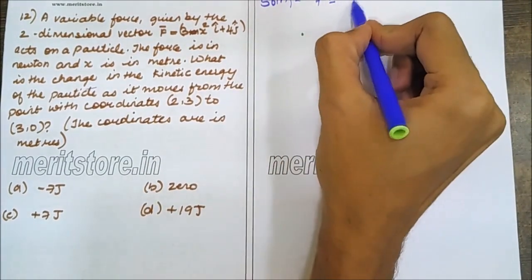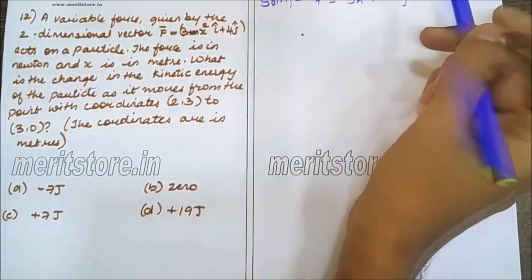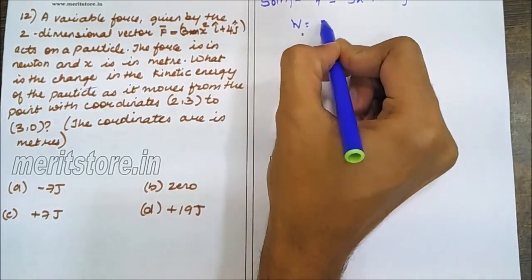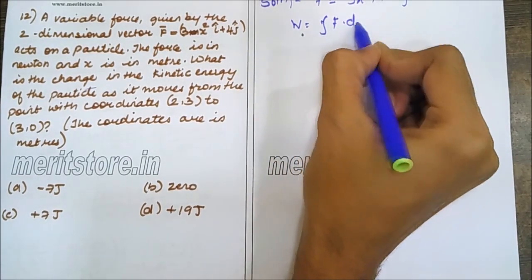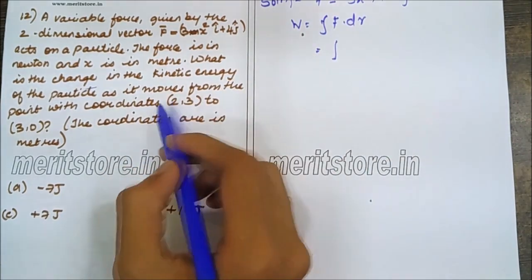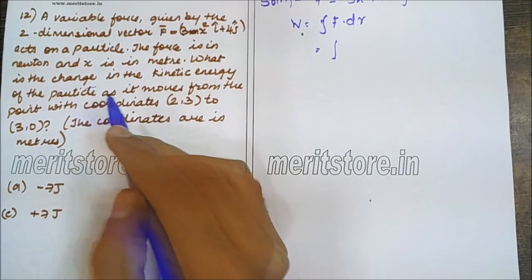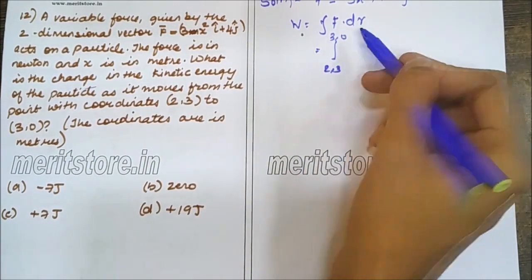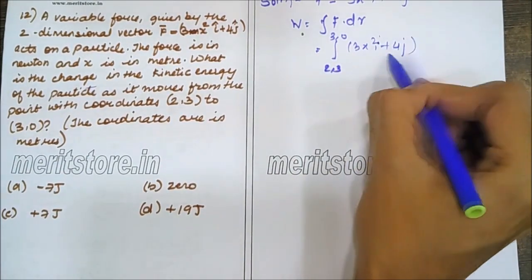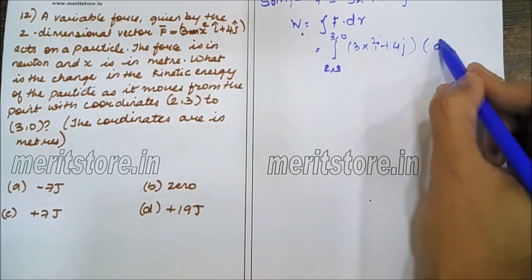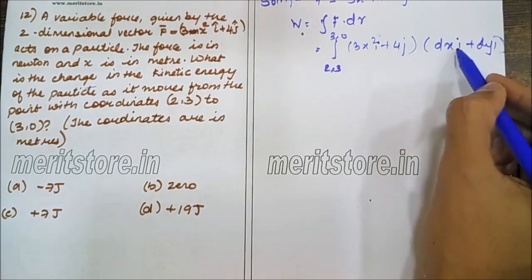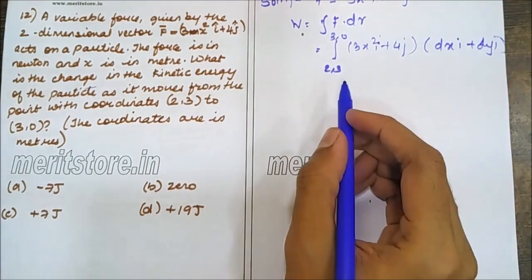We have the given force 3x squared i plus 4j, and these are the coordinates we have. Now we will find the work done, that is the integral of force with respect to the displacement. We will integrate from 2, 3 to 3, 0, the force 3x squared i plus 4j multiplied by the displacement. We can take the displacement as dx i plus dy j, that is some distance along i and some distance along j.